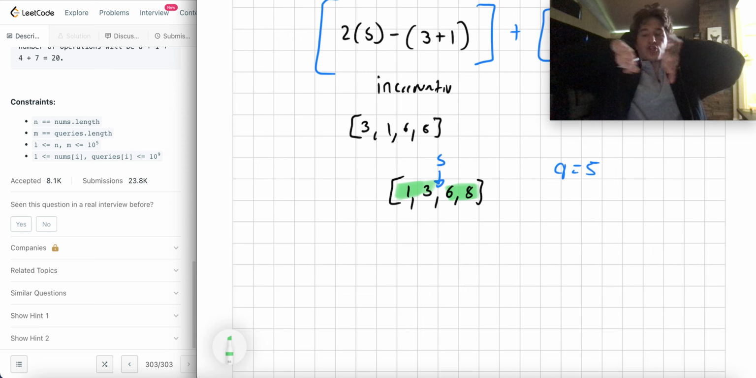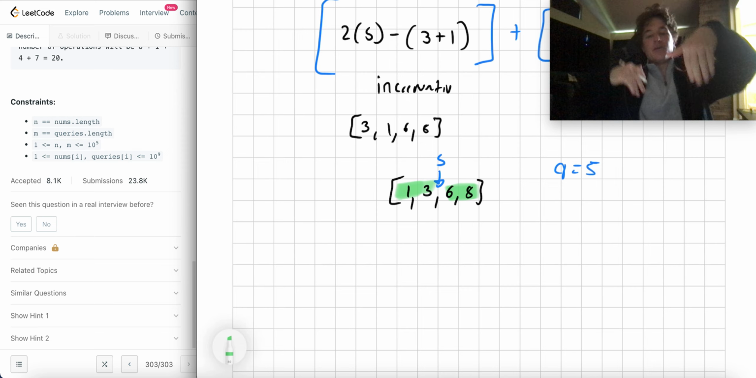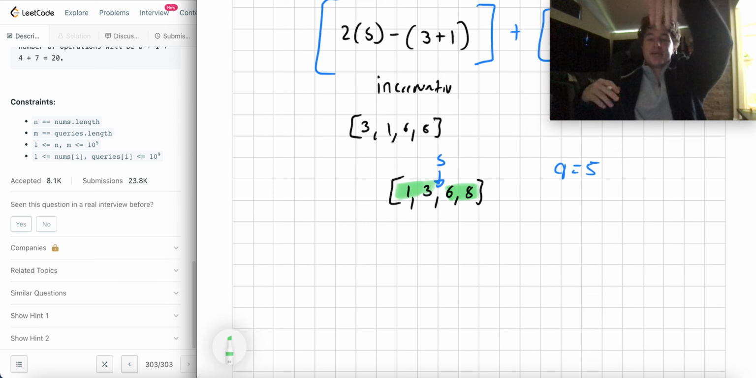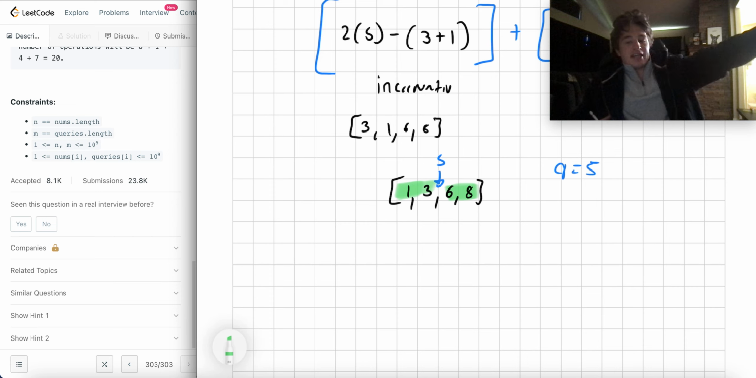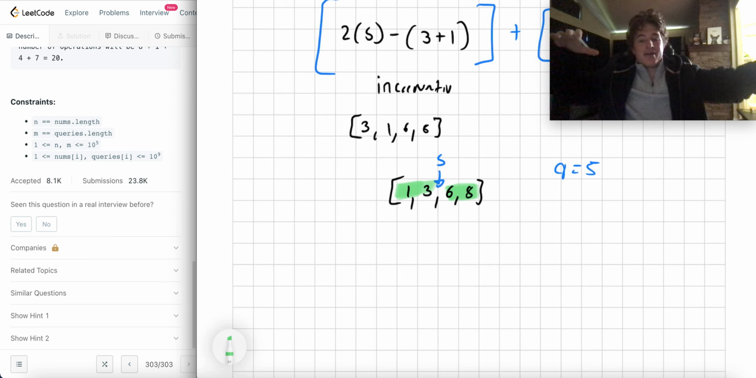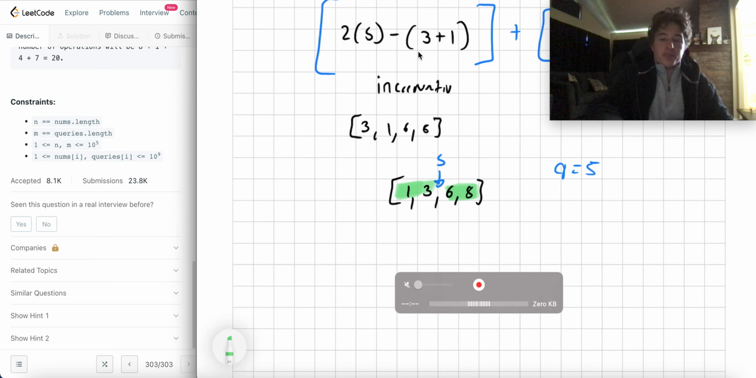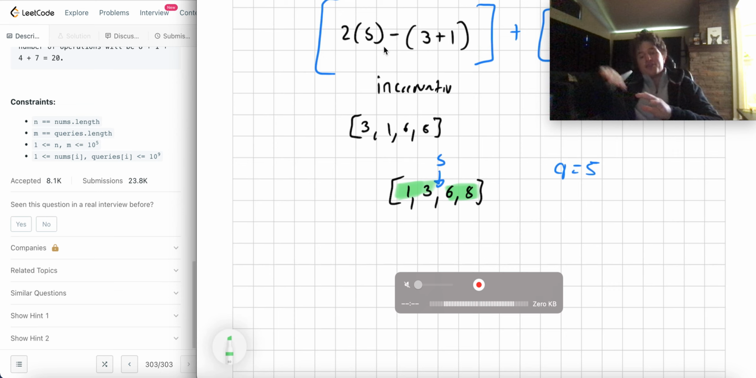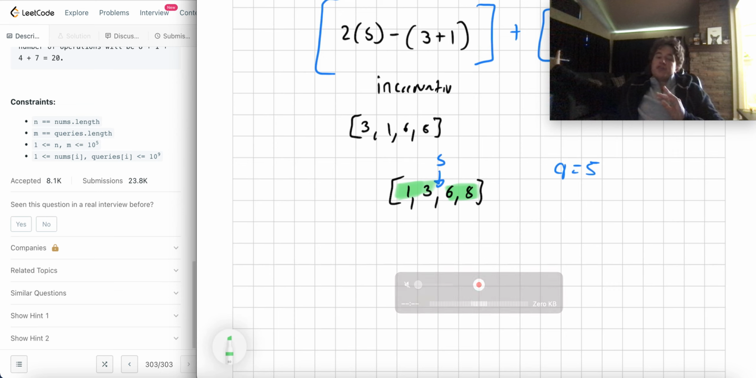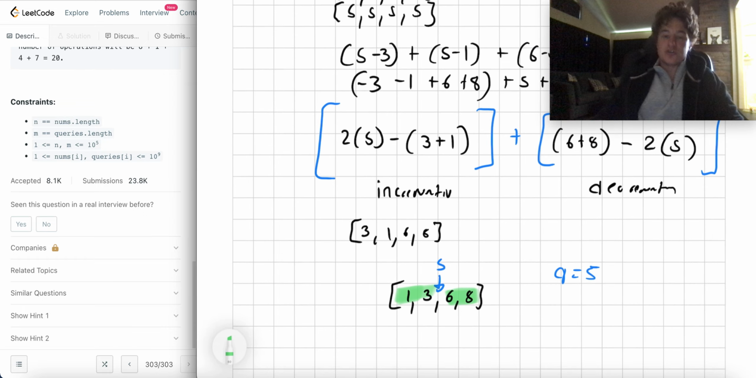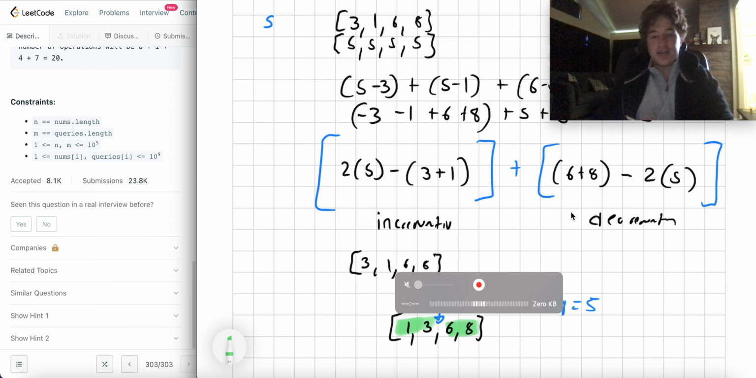So if we sort the array and then we find out where the query value should be inside of that array, everything to the left of that value is smaller than the query value, so it's going to get incremented. So you're going to put it in this box over here. Everything to the right of the value is larger than it, so it's going to get decremented. So it's going to get put in this box over here.